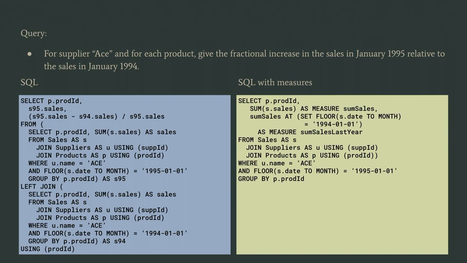When we add measures to SQL, you'll see that line 2, sum of sales as measure sum sales. Now we've defined this measure. We can do something that looks more like the MDX. And now we still have to join the sales and suppliers and products tables together, but we can evaluate this measure at these two different time periods without having to say that we want to scan the data twice. Any questions? Feel free to interrupt me if you have questions, by the way.